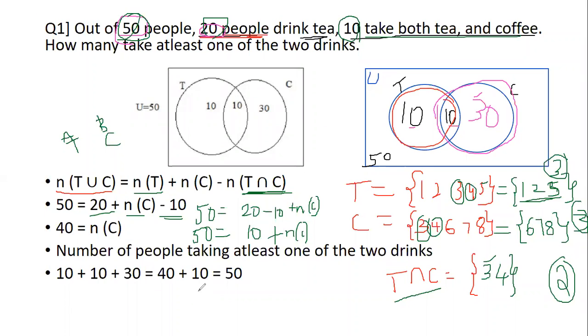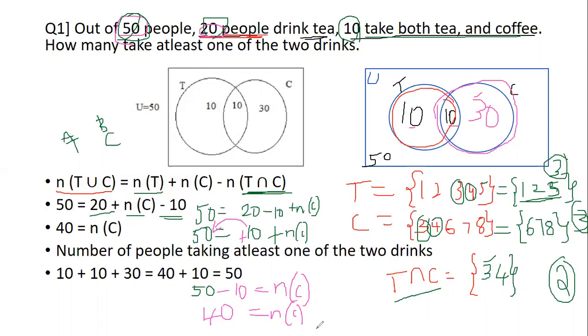Now, let me continue. I'll just continue here because there's no place here. So 50 is there. I'm gonna get this 10 to the other side. Correct, Sindhu? So when I get 10 to the other side, I have plus 10 here. When I get it to the other side, it is gonna become minus 10. Correct? Is equal to n of c. So 50 minus 10 is 40, which is equal to n of c.